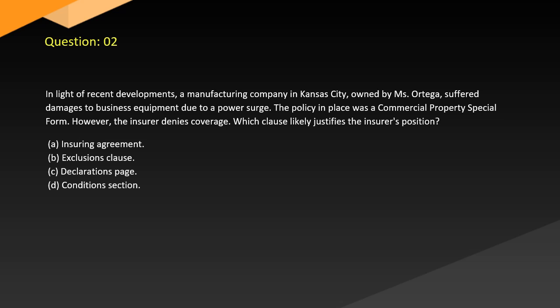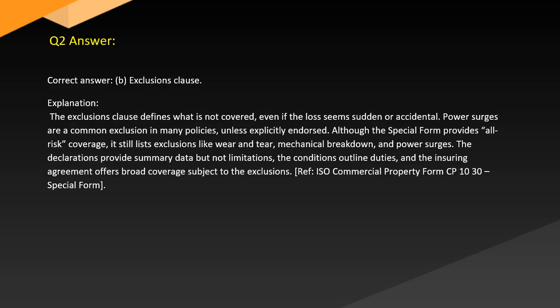Question 2. In light of recent developments, a manufacturing company in Kansas City owned by Ortega suffered damages to business equipment due to a power surge. The policy in place was a commercial property special form. However, the insurer denies coverage. Which clause likely justifies the insurer's position? A. Insuring agreement. B. Exclusions clause. C. Declarations page. D. Conditions section. Answer. Correct answer, B. Exclusions clause.